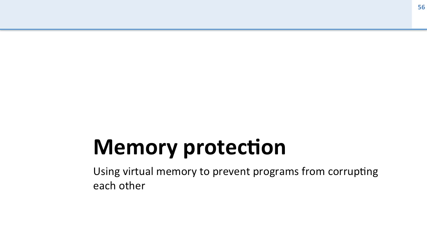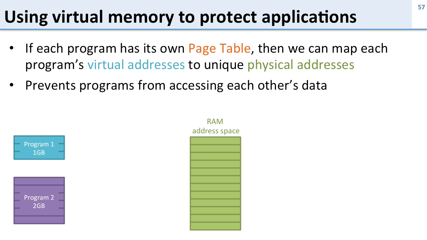So now let's talk about memory protection, or some of the details about how we use virtual memory to prevent programs corrupting each other. So we saw this example before. If each program has its own page table, then we can match each program's virtual addresses to unique physical addresses, and it prevents them from accessing each other's data.